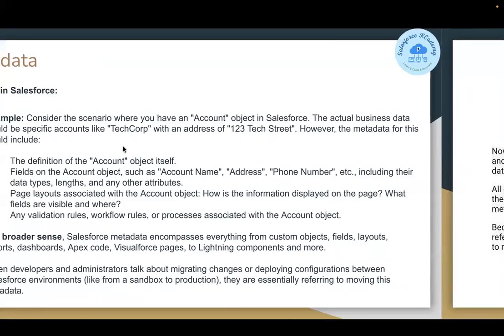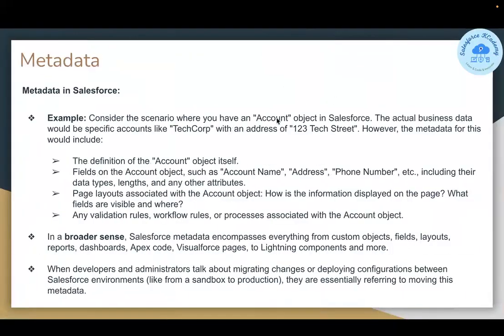let's consider an account example. Let's say we have an account object. In the account object, the actual business data is Tech Corp, a business account name, with an address 123 Tech Street. So here the metadata is the account object itself. Okay. Fields are like account name, address, phone number.